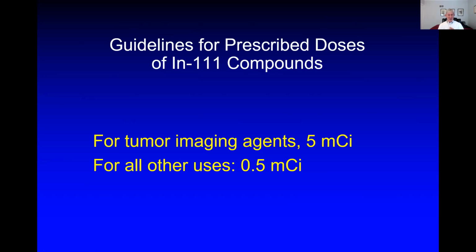Indium labeled leukocytes, looking for a chronic abscess. You're not looking for a tumor. Any other indication other than tumor will be 0.5. So that's a good rule to remember. No exceptions, 5 and 0.5.